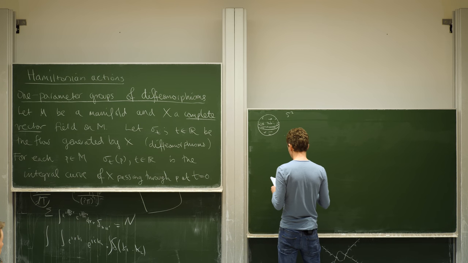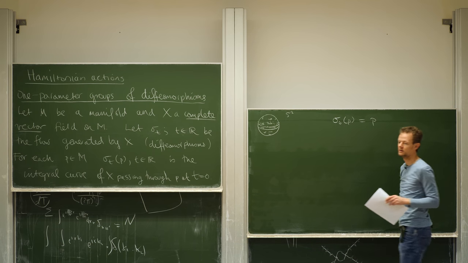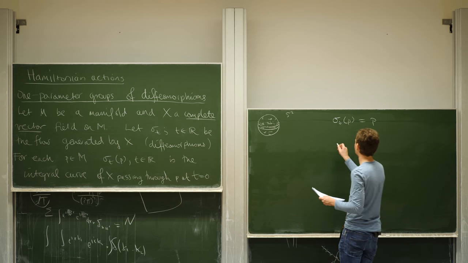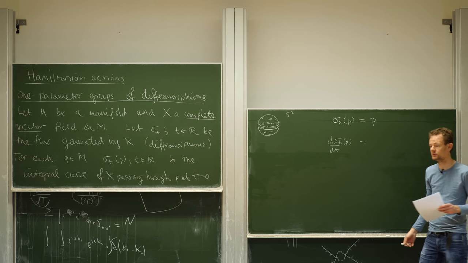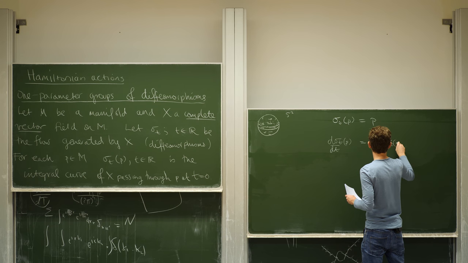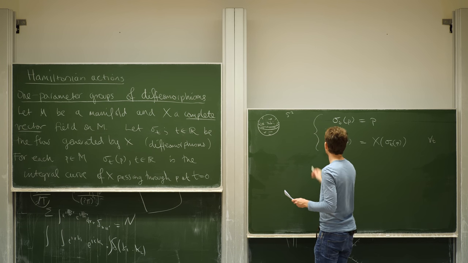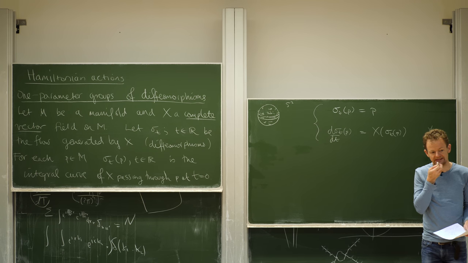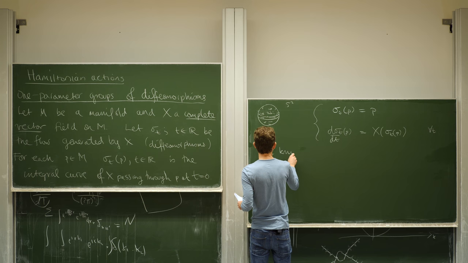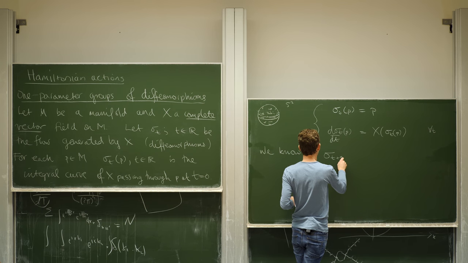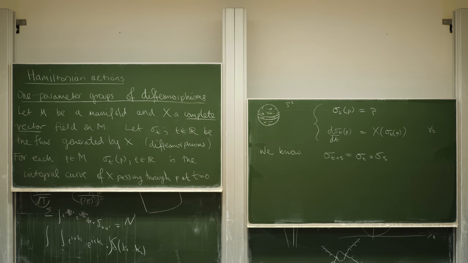So we know a couple of things about this flow. So we know that at time zero, the image of the point p under this flow is p. Okay, that's pretty good. We also know that this flow satisfies a differential equation for all t. And we know a little bit more by appealing to the uniqueness of a solution to ordinary differential equations. We actually know that this flow has a semigroup property. Pretty neat.